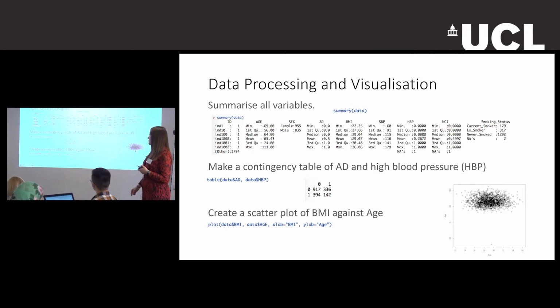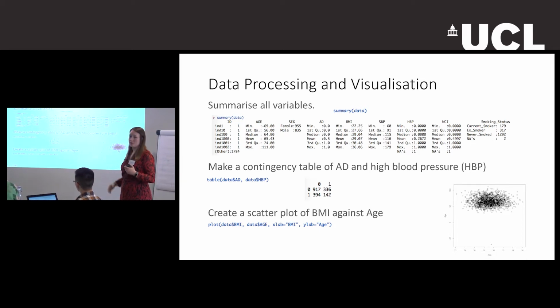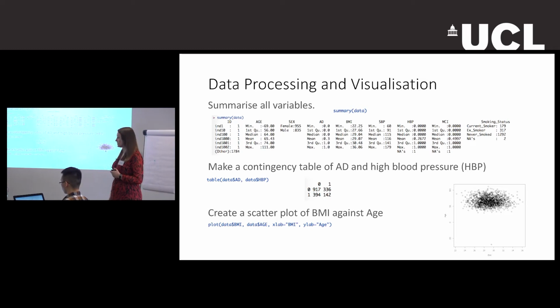And then finally, if you want to do a scatter plot of BMI against age, you should get something that looks a bit like this. You can see there's not really anything particularly interesting in this data because it's randomly generated. There are many packages in R to do fancier plots, but these are just to show you how to do some standard plots, just so you know how to do it.